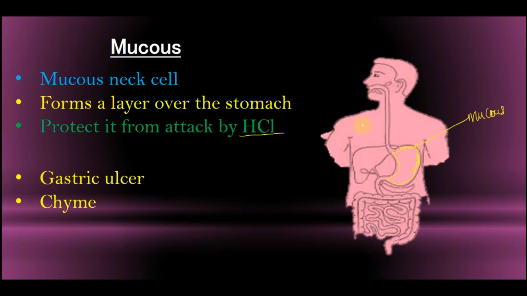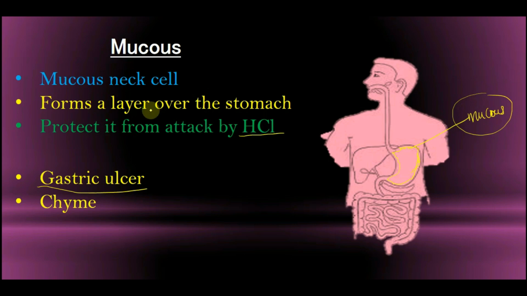So if by any chance mucus is not being produced, or is not being produced in an adequate amount, the hydrochloric acid can seep to the wall of the stomach and corrode it. When the hydrochloric acid attacks the wall of the stomach, that will lead to gastric ulcer. So gastric ulcer is as a result of the hydrochloric acid corroding the wall of the stomach, and that is basically due to inadequate production of mucus by the mucous neck cell.